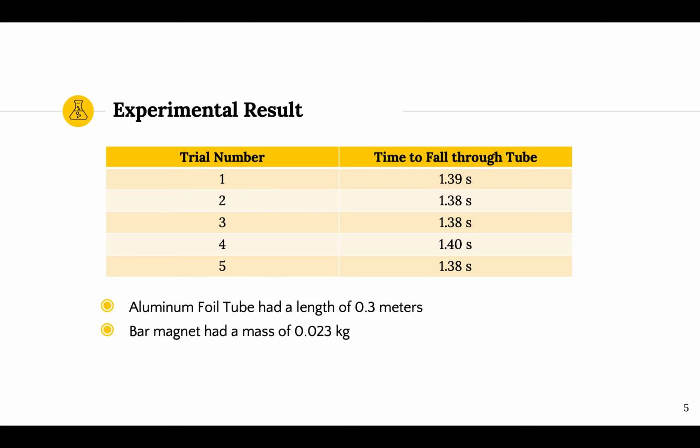So for the experimental result, as you can see, there are the 5 different trials and the time it took to fall through the tube. The average was about 1.385 seconds, as shown previously in this PowerPoint. The aluminum foil tube had a length of 0.3 meters and the bar magnet had a mass of 0.023 kilograms.